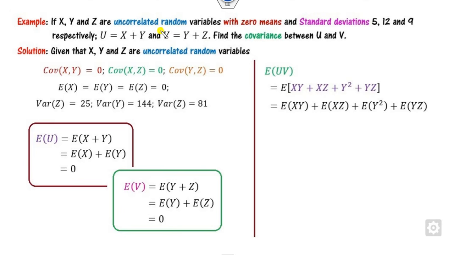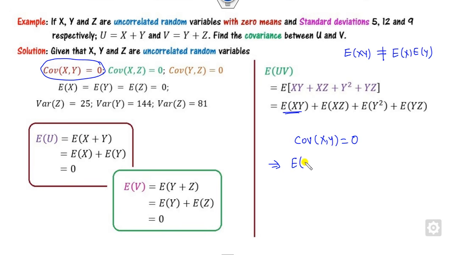They are not independent. Once they are not independent, it means you can't say it is always equal to this. You can't say. So how can you find the value of the E of XY? We can apply the covariance definition. Since it is 0, what is the meaning of that? E of XY minus EX EY is 0. So EX and EY are 0.